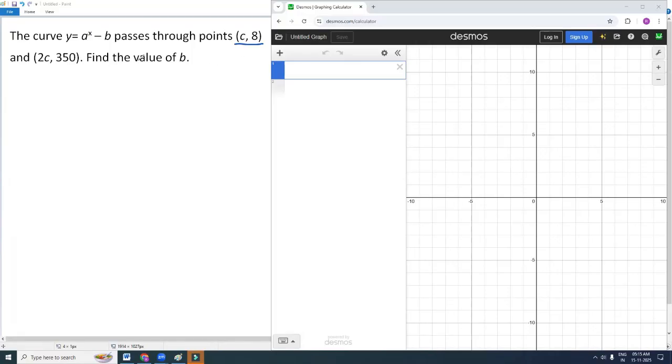First, let's take these 2 points in Desmos. Click on the plus sign over here, go to table. Let's take the first point (c, 8) and the second point is (2c, 350).